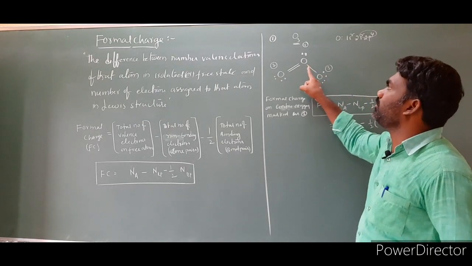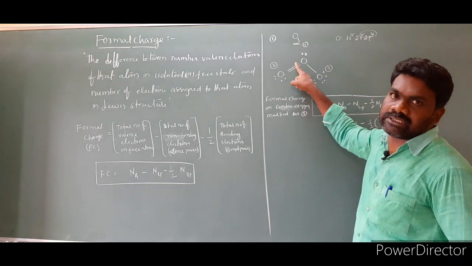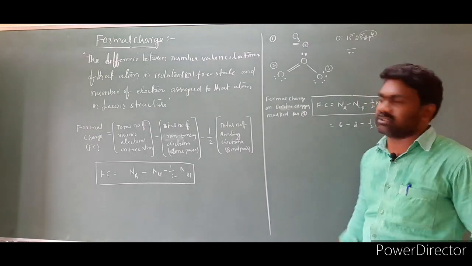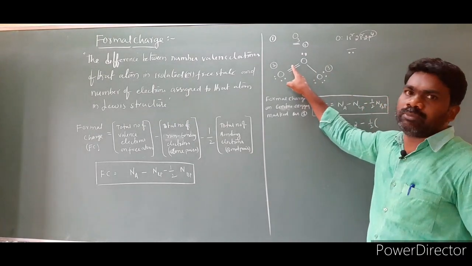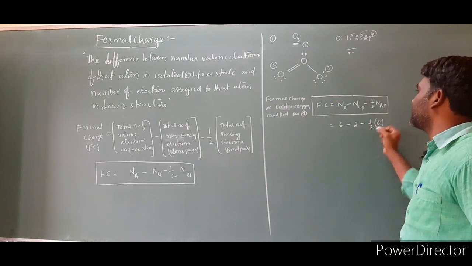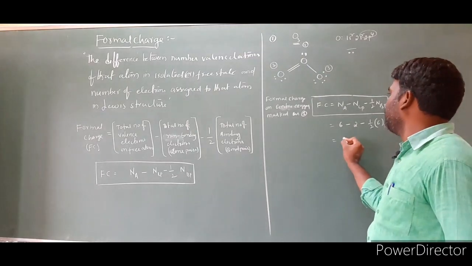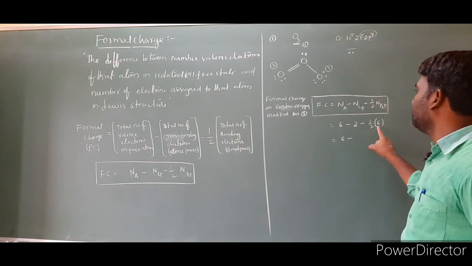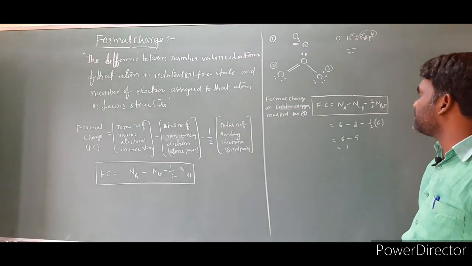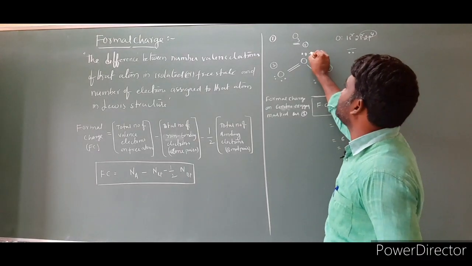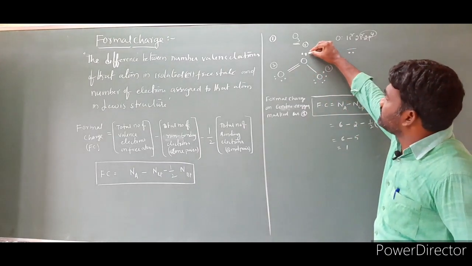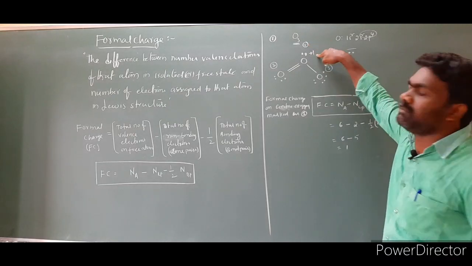Minus half into the number of bond pair electrons. How many bonds? 1, 2, 3. There are 3 bonds. I already said each bond is made up of 2 electrons. So 3 bonds, each with 2 electrons, is 6 electrons, so 6 bond pair electrons, isn't it? That is equal to 6 minus 2 minus 3, 6 minus 5, that is equal to 1. The formal charge present on the center oxygen labeled as 1 is plus 1.